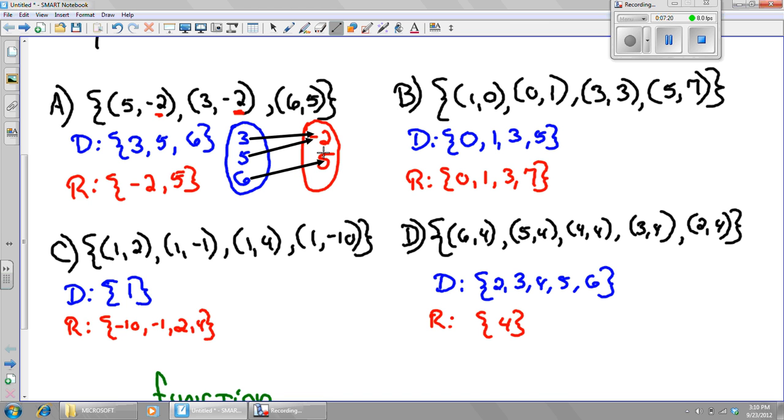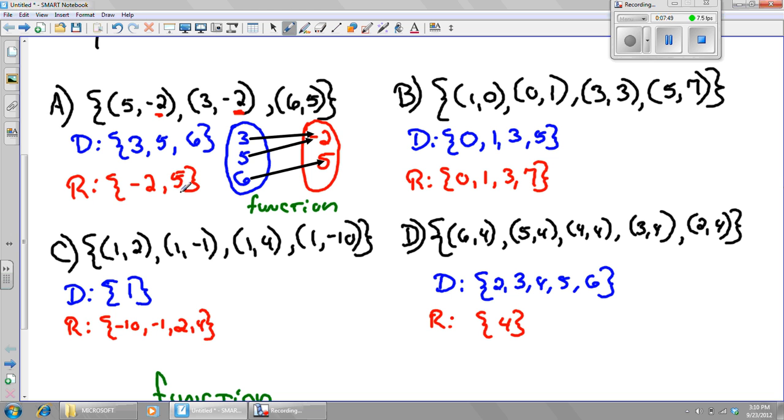Now check out the mapping. This is called a mapping with these two ovals. Does 3 go to more than one number? No, it only goes to -2. Does 5 go to more than one number? Nope, it only goes to -2. Does 6 go to more than one number? No, it only goes to 5. This is a function. Okay, this is definitely a function.